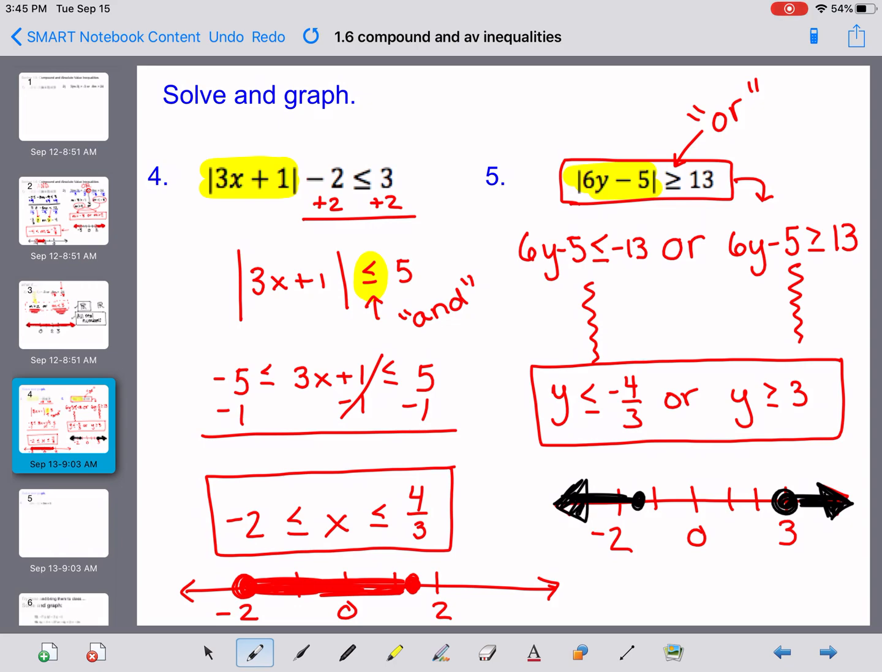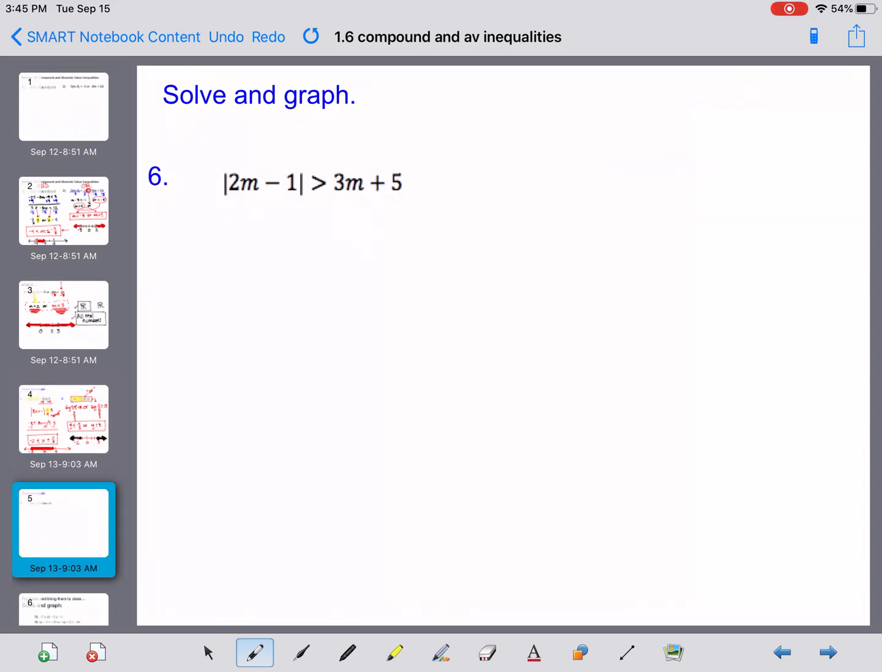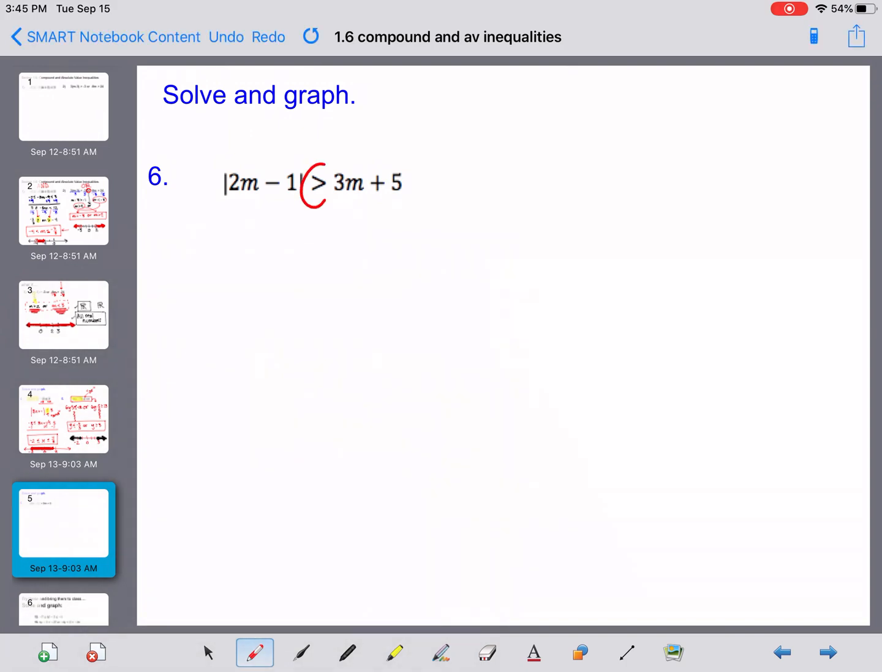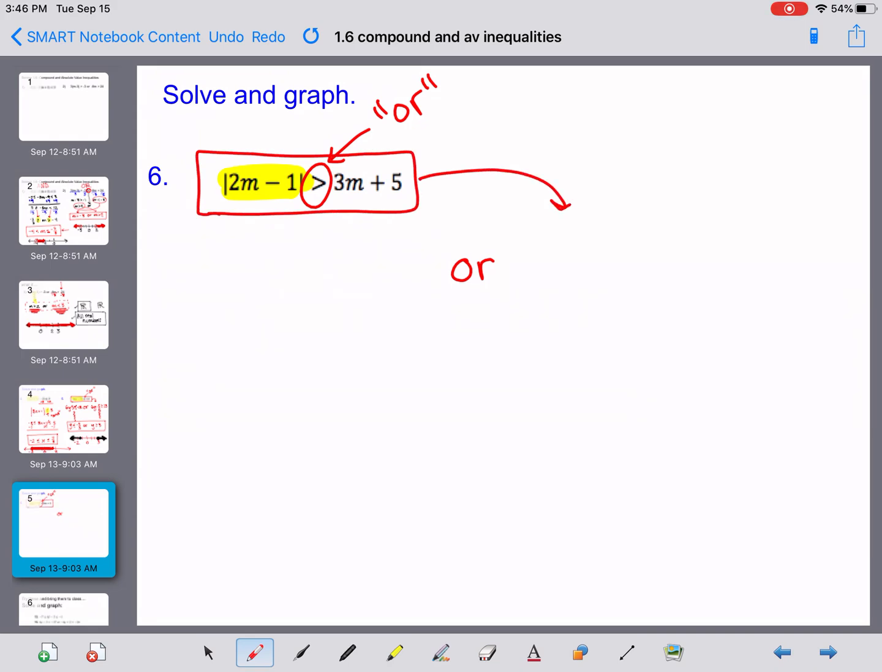All right, last example. So we look at this problem, we see that we have a greater sign, right? Greater. So this is going to become an or problem. The absolute value is already isolated, so I don't need to move anything around. So we're going to use the same setup we just did on example 5. We're going to put the word or in the middle. We're going to recopy this whole thing and put it over here. I'm just going to lose the absolute value bar.